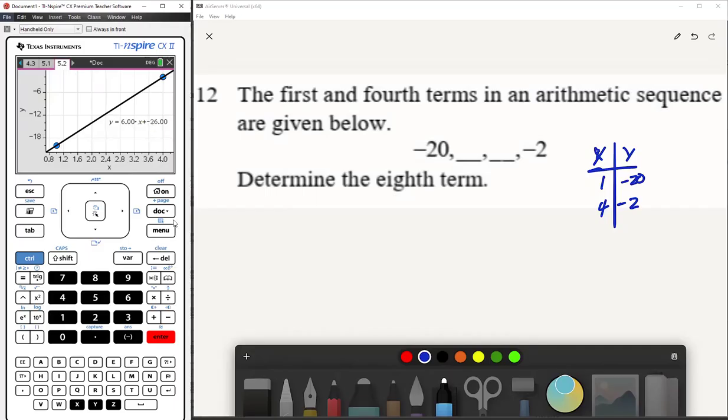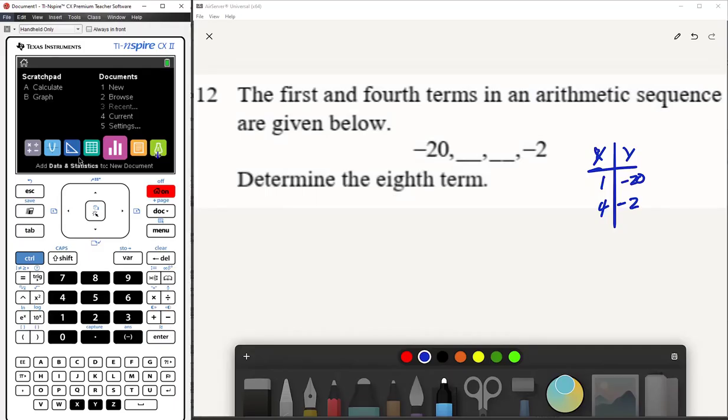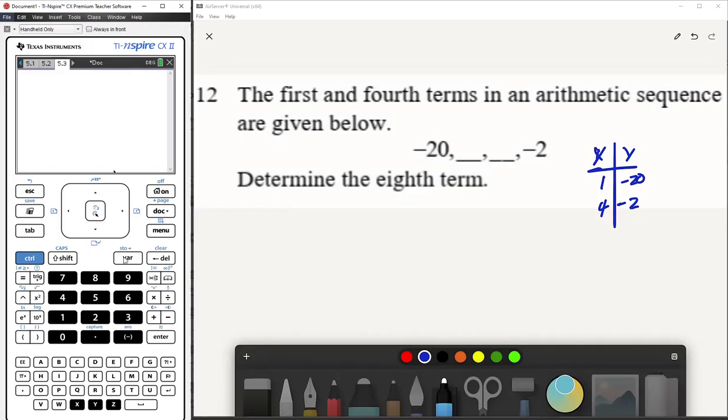Now, the easiest way to do this is just go to the main calculator screen. Once you run a regression, it creates a bunch of variables, and this is the one I'm using. It's called REGEQN, which stands for regression equation. If I click on that, you see it gives me parentheses and a blinking cursor. That's where I enter the input, and the input is 8. So it says the output is 22. So you would say the eighth term is 22.